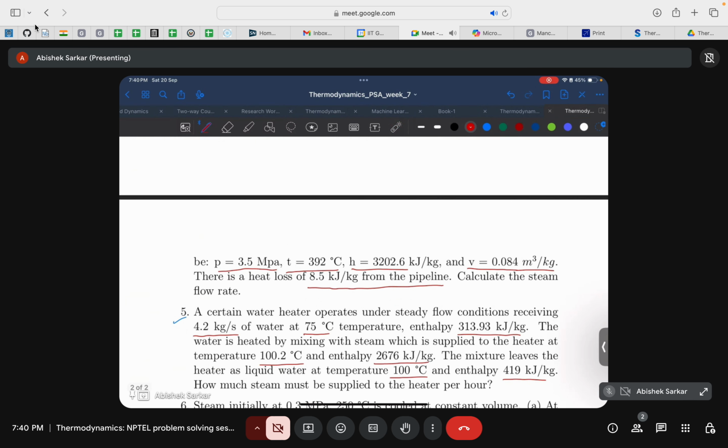If you see, this is basically an example of a heat exchanger where the water is being heated by mixing with steam at a higher temperature and enthalpy, and the temperature of the mixture is increased to 100 degrees Celsius and the enthalpy is also increased.